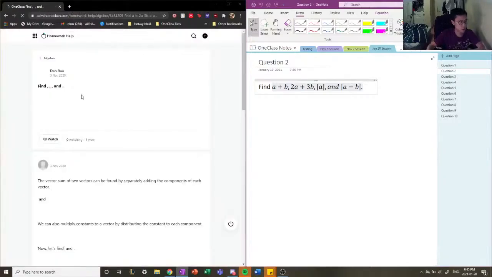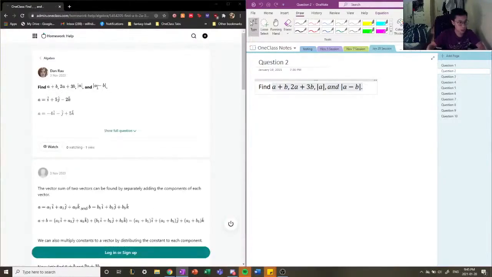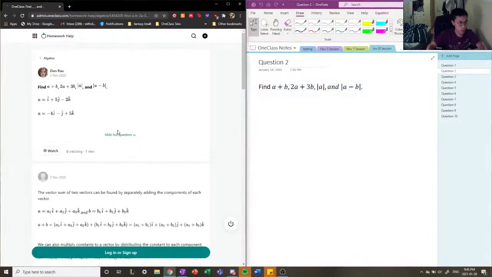The next question reads, find these expressions where A and B are vectors. Okay, so vectors are basically quantities with a direction and a magnitude.